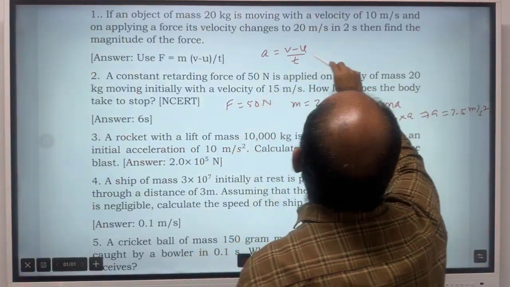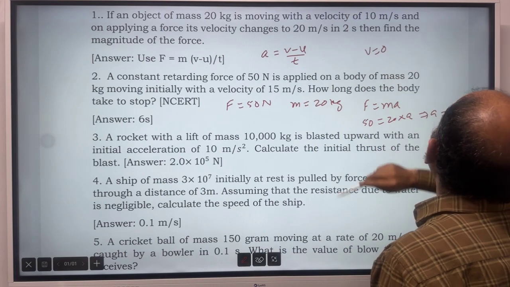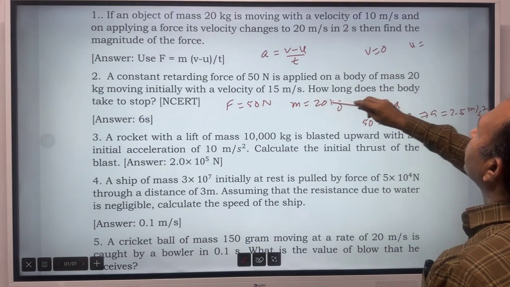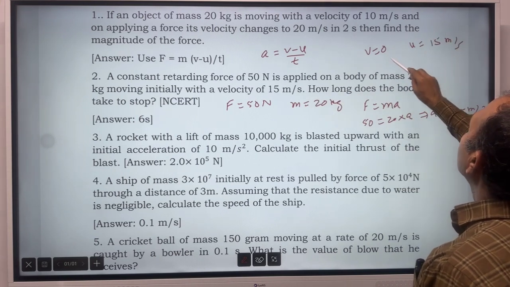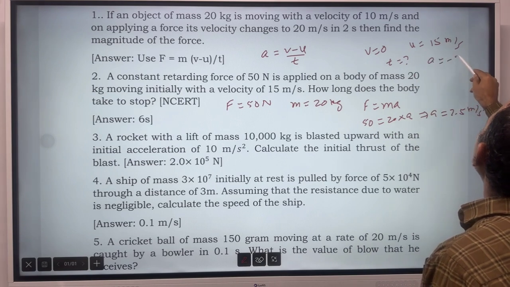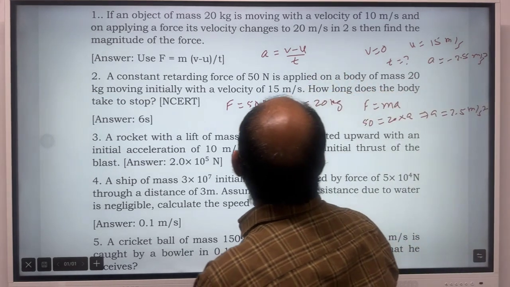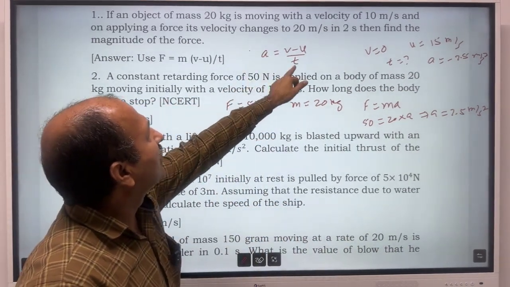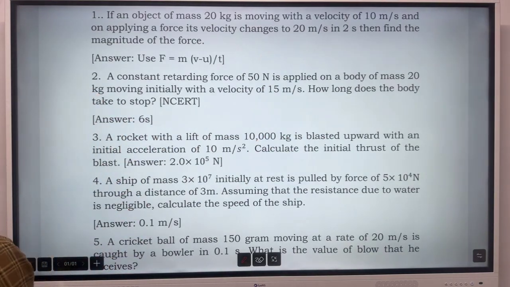So here, the body comes to stop, it means V becomes 0 and U is already given. U equal to 15 meter per second and time is to be found, no problem, and acceleration we have got as negative 2.5 meter per second square. You can put these values here, you will get T. Put T here and then A here and then evaluate. So you will get 6 seconds.